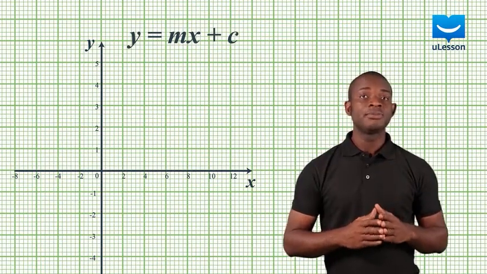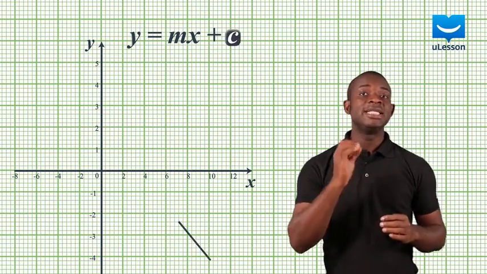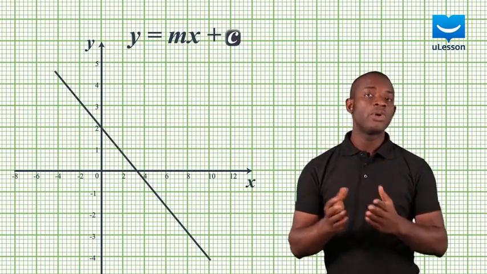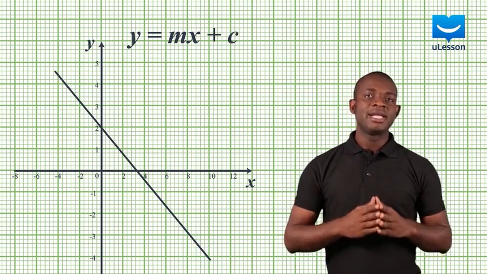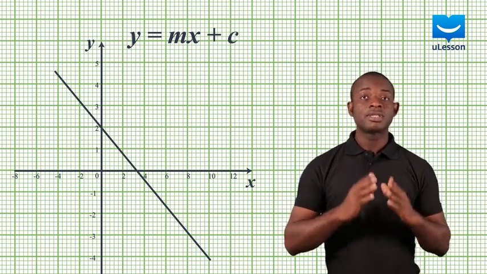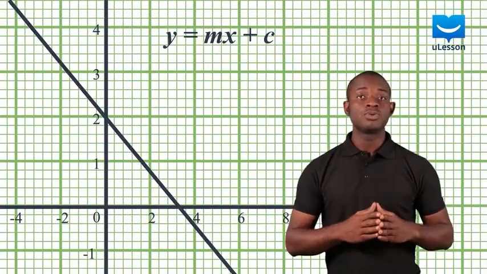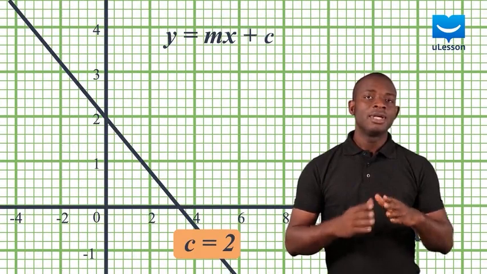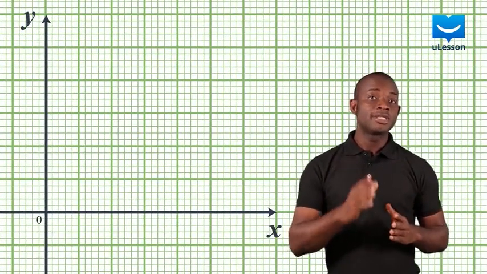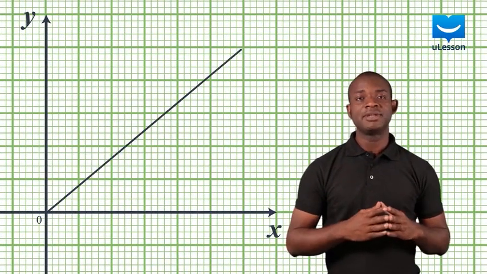To complete our analysis of the straight line equation, c signifies the intercept of the straight line on the y-axis. For example, in the graph represented here, since the straight line cuts the y-axis at y = 2, the intercept c is 2. Now, let's learn how to determine the slope or gradient of a straight line.